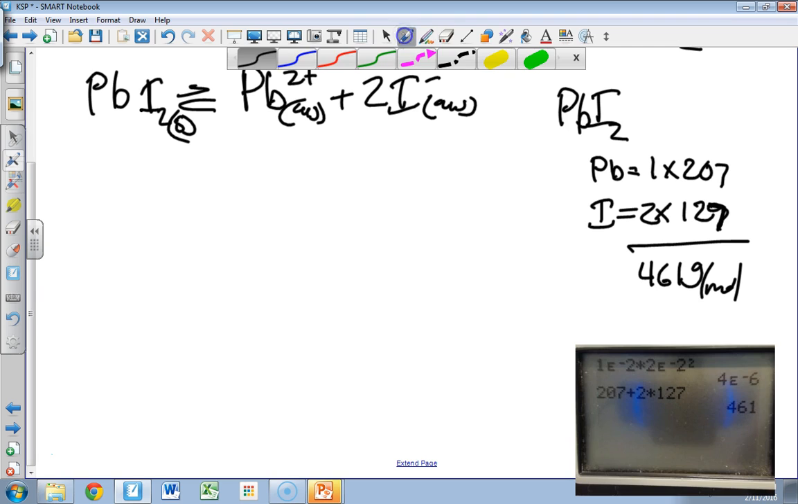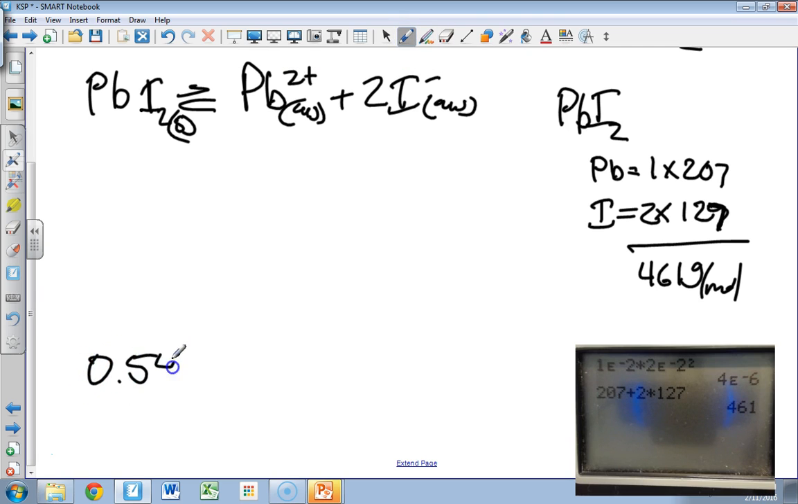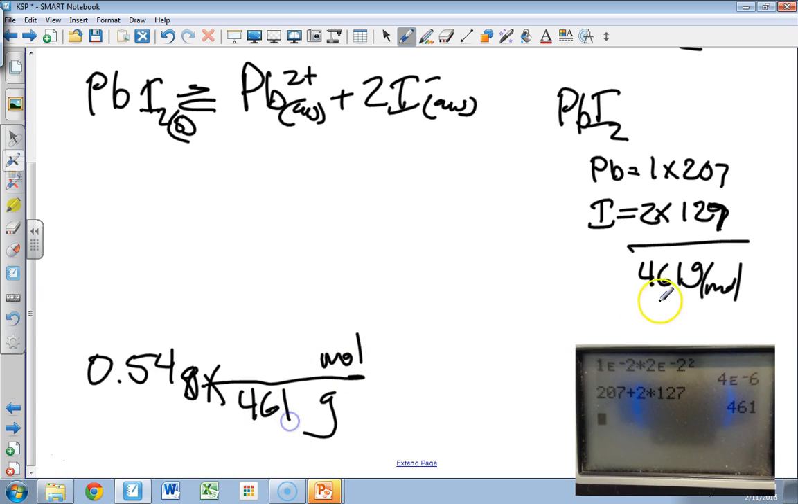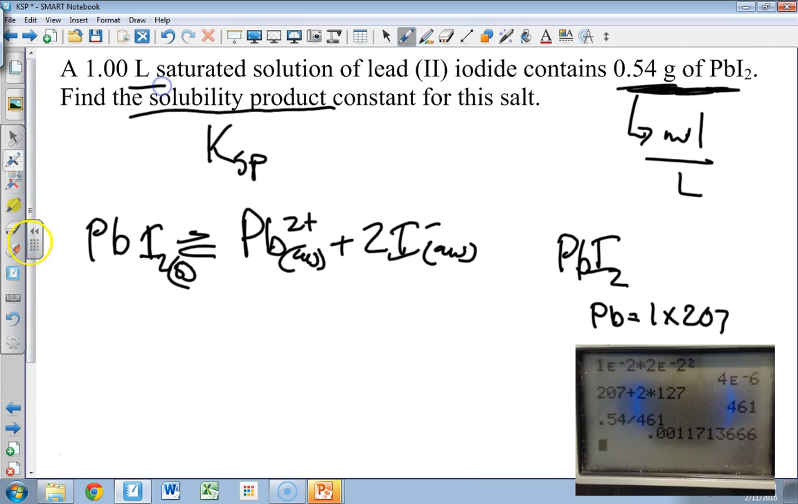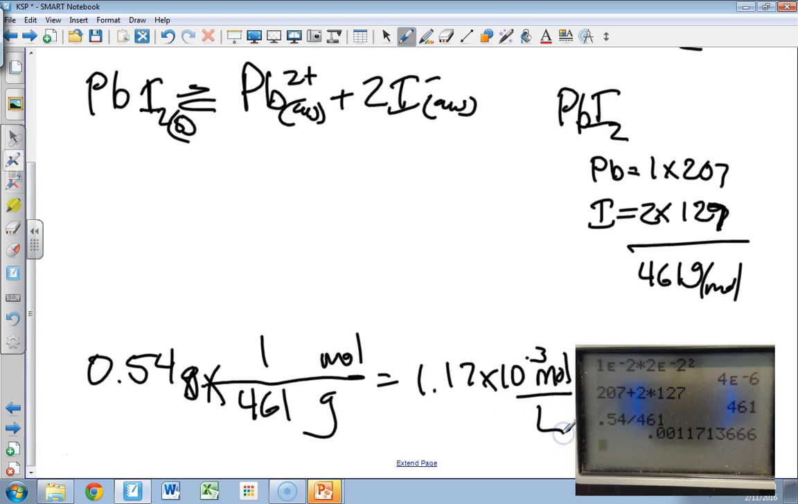So now if we're going to do this, we're going to go 0.54 grams times, and I always use the X line, grams on the bottom, moles on top, and it's 461 grams for every 1 mole. And so we're going to go 0.54 divided by 461, and that's going to give us 1.17 times 10 to the minus 3 moles. Now, to get the concentration, we divide by the liters. It's 1 liter, so it stays that molarity.